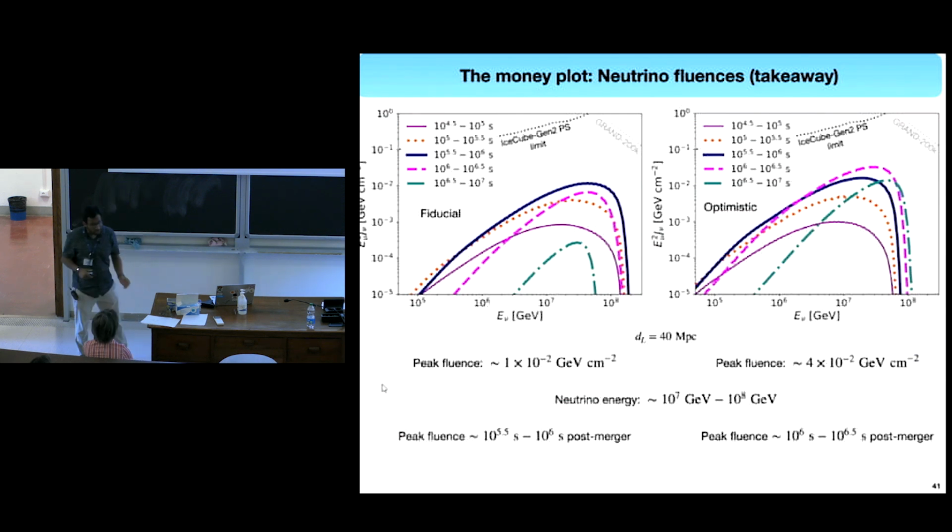Okay, so what you see from this plot is that, even given the next generation detectors, this doesn't really reach that sort of limit, right? So how do we actually see these neutrinos? That's what I'll address in the next part of my talk.